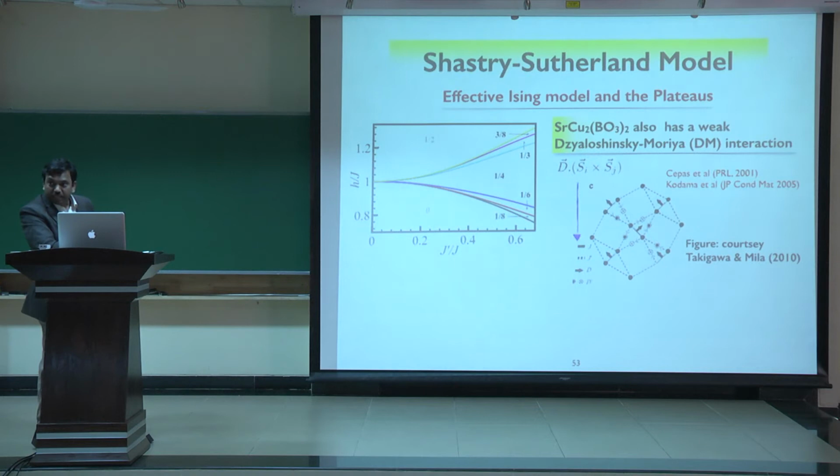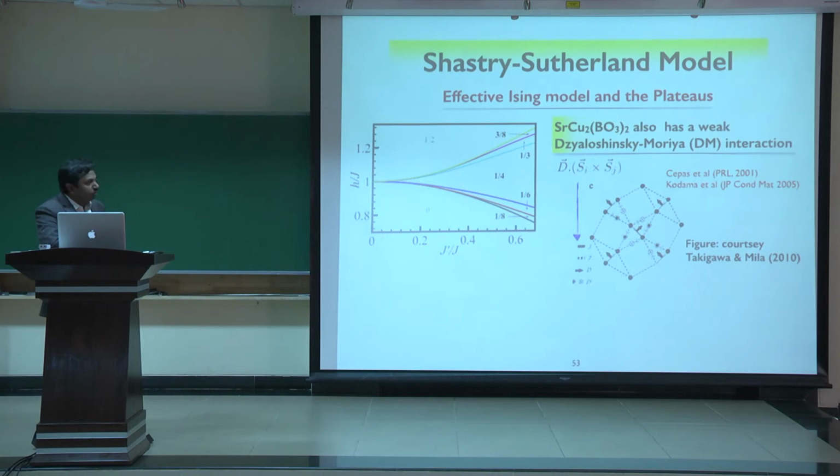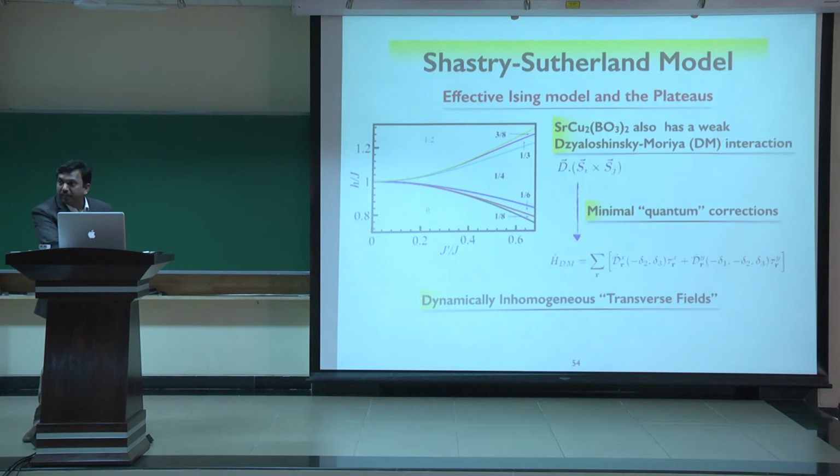But you can see that V and V primes are also 1/10 or 1/100 of J. So even though the DM interaction is much weaker compared to J and J prime, it is not weak compared to the actual interactions which are driving this plateau behavior. So if we include that, again at a very minimal level, which means take this term, as people have told us, how it arises in this strontium copper borate problem, and just rewrite these terms in terms of the unit cell hardcore bosons that we are working with.